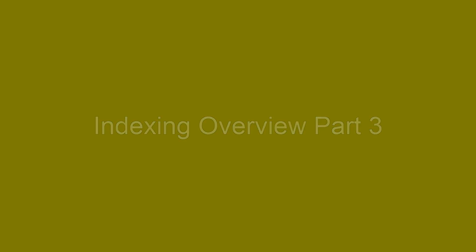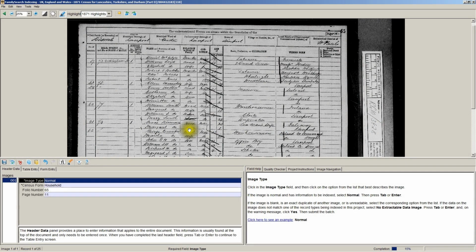I've downloaded a batch from the 1871 England and Wales census. Earlier, I adjusted the highlight for this image. If you're not sure how to do that, please view my video called Indexing, Adjust Highlights. I've already entered the folio number and page number. These appear at the top, but when there is no folio number, you can leave this field blank.